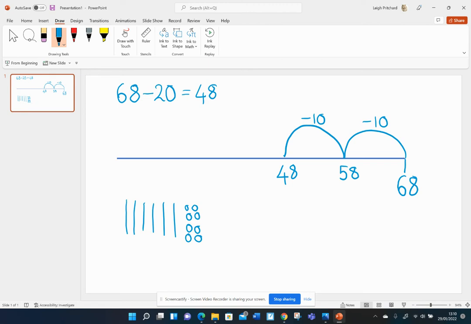And what we would then do is, okay, take away 20. So 20 is made out of two tens. So I could cross out those two tens and I can see I've got 10, 20, 30, 40, 48 again.